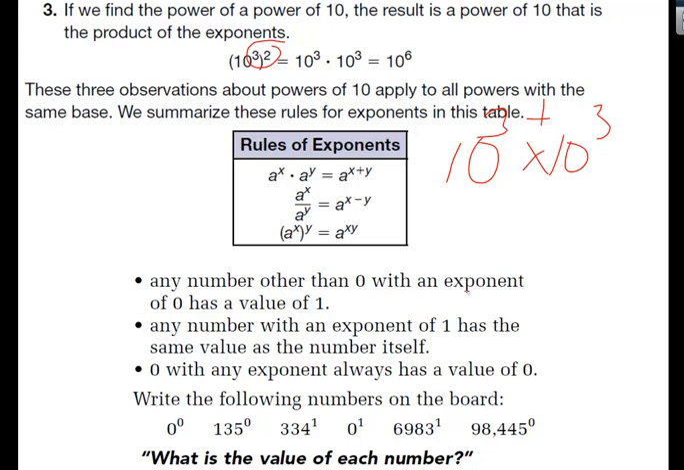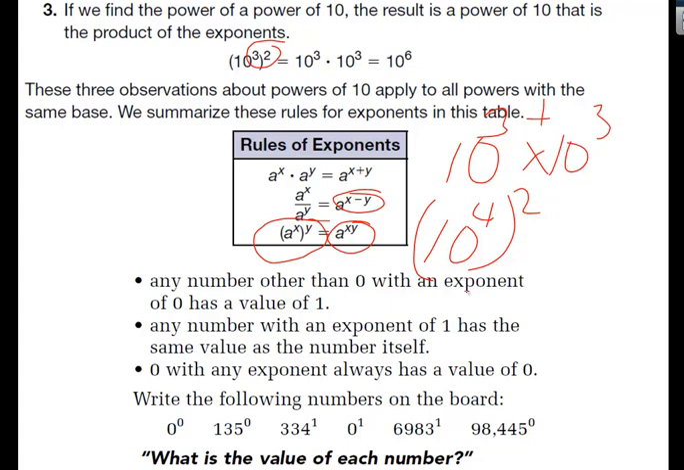So the rules of exponents are that a to any exponent times a to any exponent equals a to the sum of the exponents. You add those exponents together. If we're dividing, we subtract them. And if we're raising a power to another power, then we multiply them to get our answer. So let me give you an example. If I had 10 to the fourth, to the second power, what would that equal? 10 to the eighth. It would be 4 times 2.